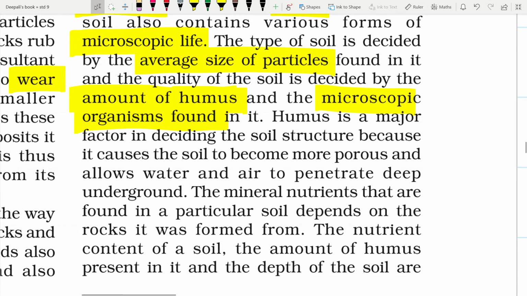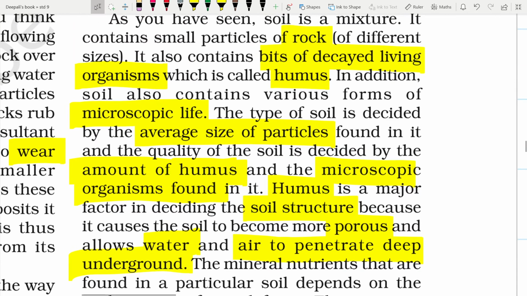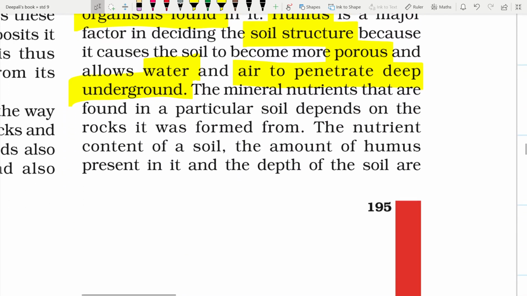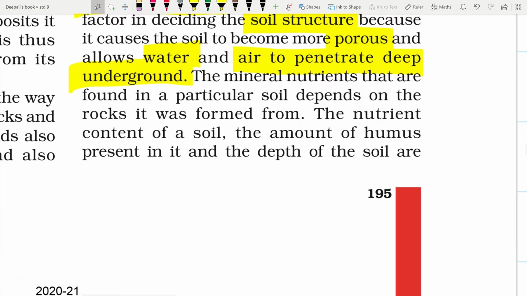Humus is the major factor deciding the structure of soil because it causes the soil to become more porous and allows water and air to penetrate deep underground. So, according to the presence of humus, microscopic organisms, and the rock size, the soil can be categorized into various categories.